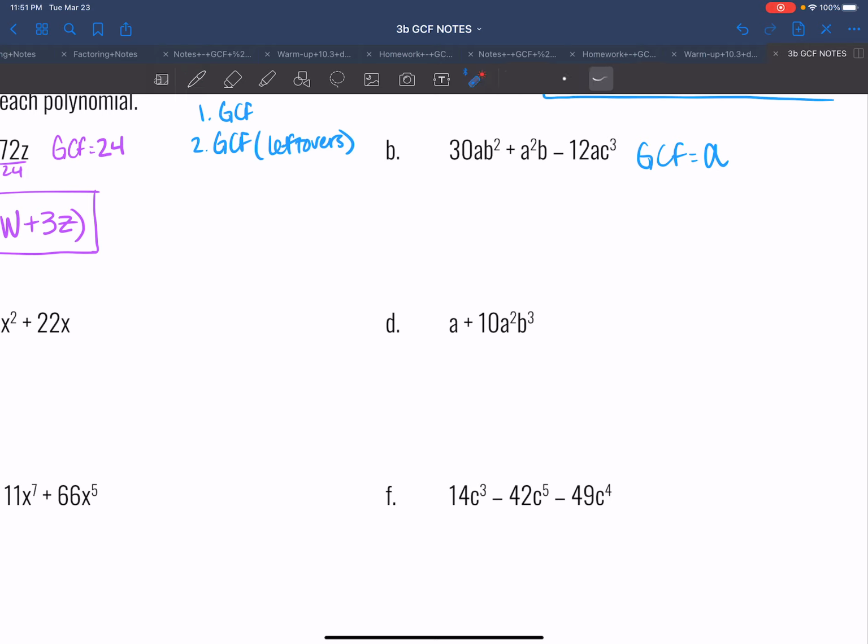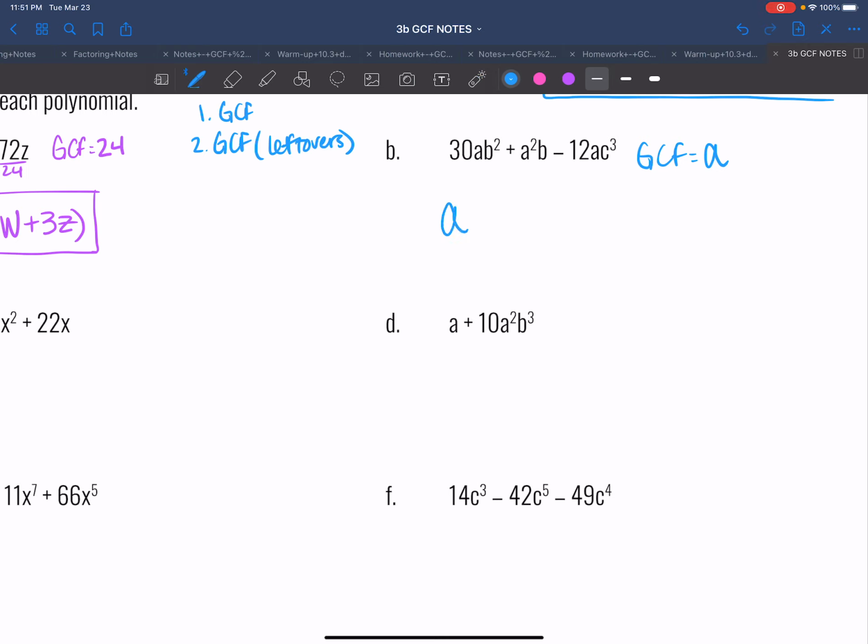Then I want to look at the b's, b squared, b, and then, oh, there's actually no b in the third term. That means I can't take out a b if there's no b there. Same thing with the c. This is the only term with a c in it, and the other two don't even have a c. So our GCF ends up being a, which might be deceiving when you first look at it because there's a lot going on in this polynomial. But the GCF is just an a, so that's all we can take out.